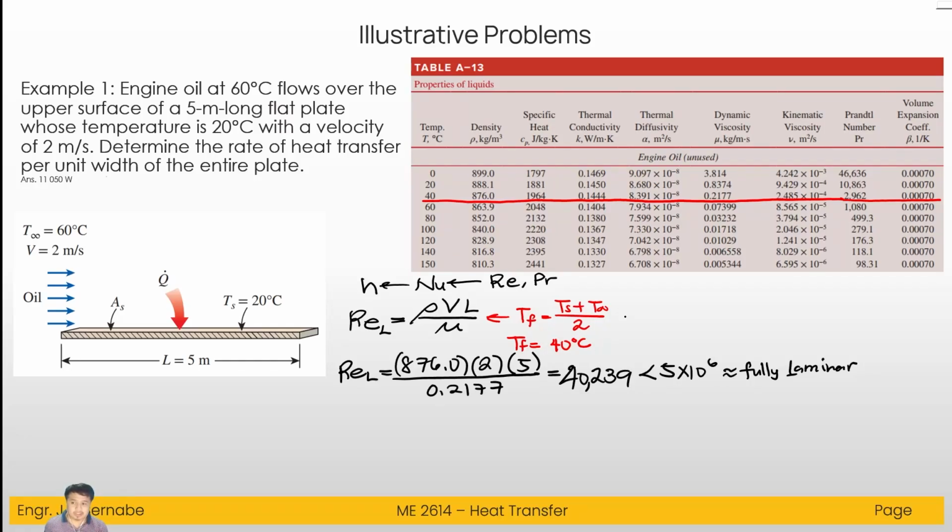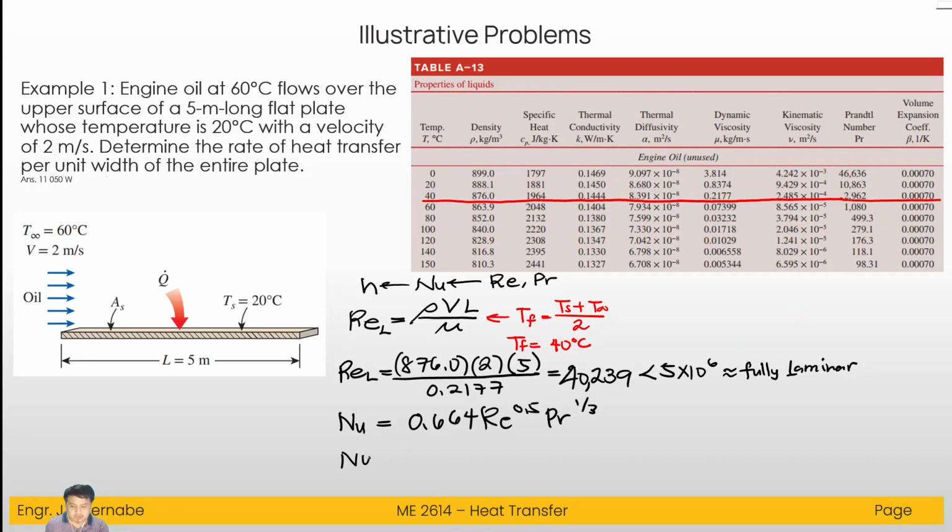Therefore, to find the average Nusselt number, we use 0.664 times Re to the 0.5 times Pr to the one third. I always forget whether it's 0.644 or 0.664. Oh, it's 0.664, that's correct. We already know the Reynolds number. We just need to find the Prandtl number, which for this given is 2,962. That is very high.